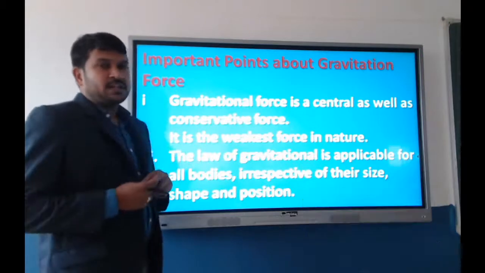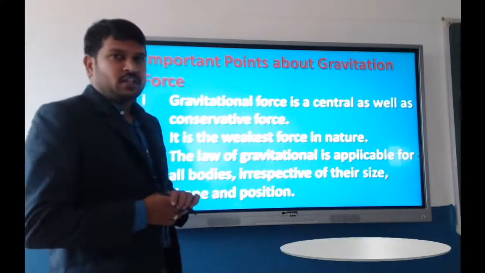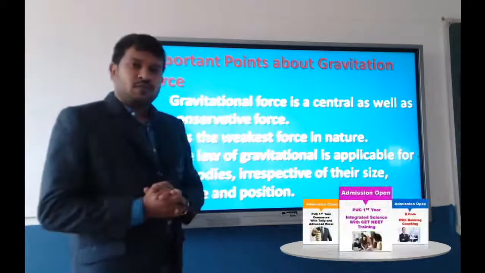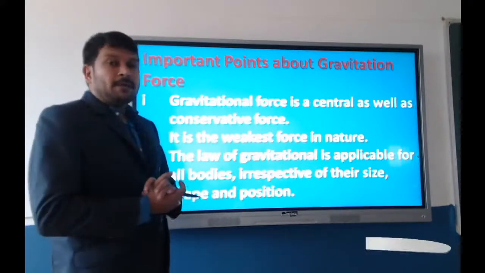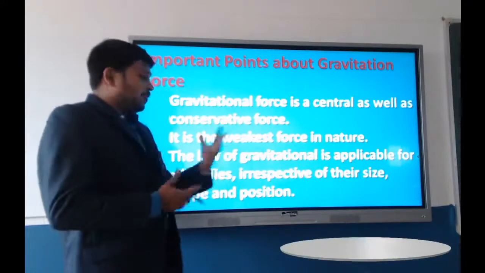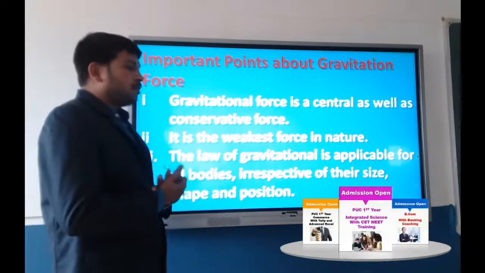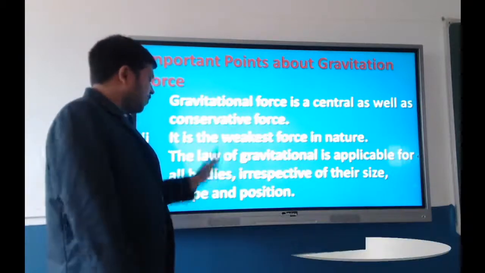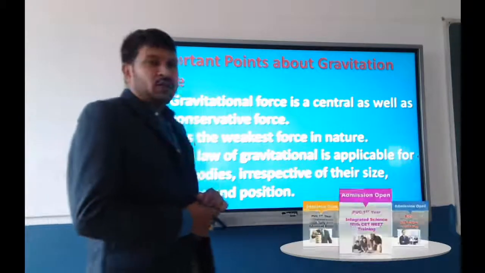In the first class I explained that there are four fundamental forces. Among the fundamental forces, gravitational force is the weakest. Next, the law of gravitation is applicable for all bodies, irrespective of their sizes. It does not depend on the size and shape of the body. I hope that is clear. Remember these points of gravitation.